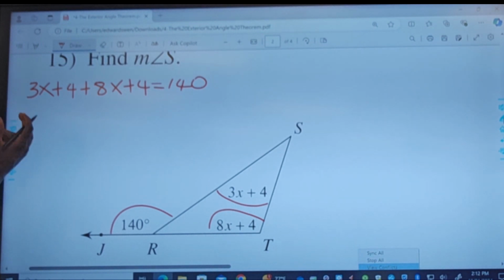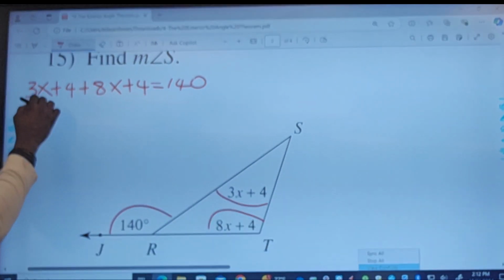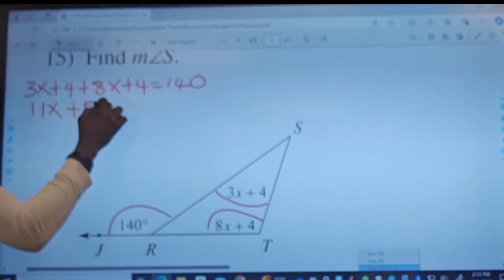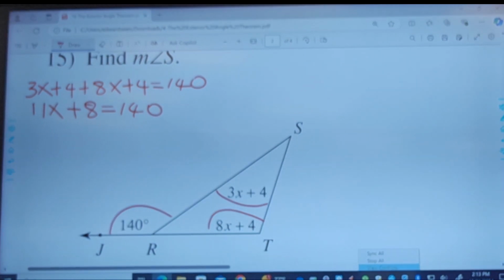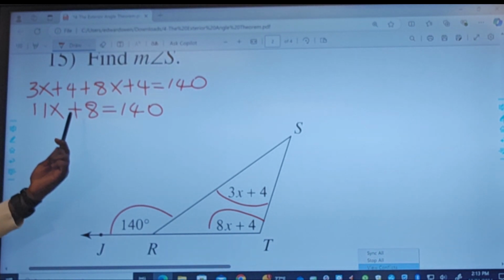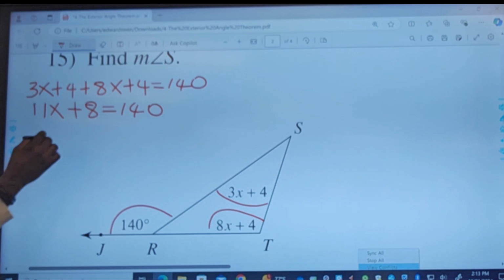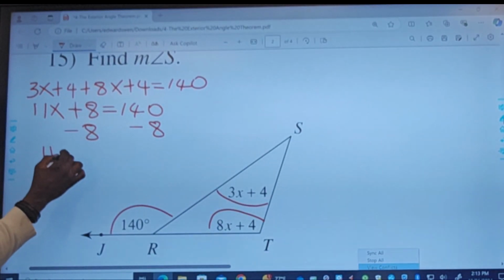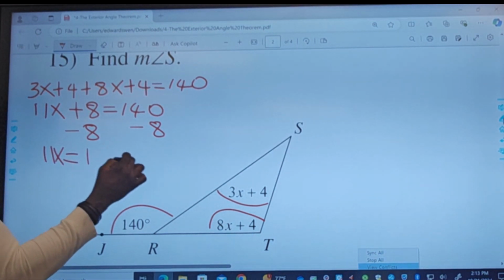So from that, let us group our like terms. Positive 3x, positive 8x will lead us to 11x. And then this is going to be plus 8 equal to 140. Are we there? The intention is to isolate my x. So this positive 8 cannot stay on my left side. How do I get rid of that? We subtract 8 from both sides. So now 11x is equal to 132. Are we there?